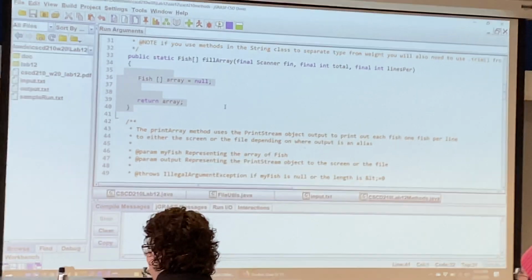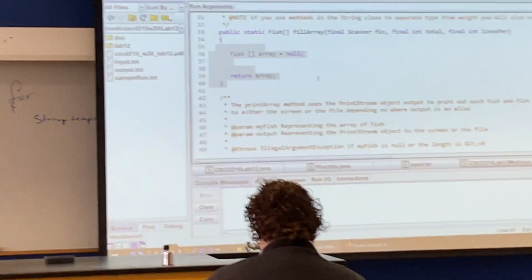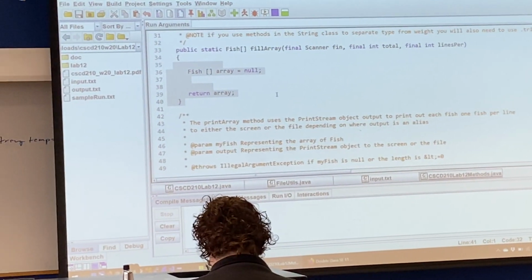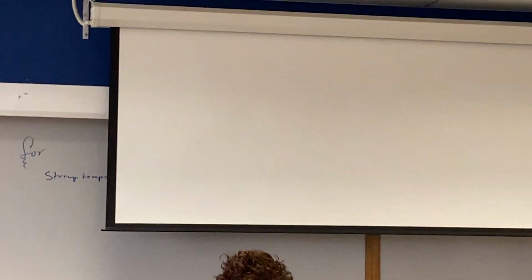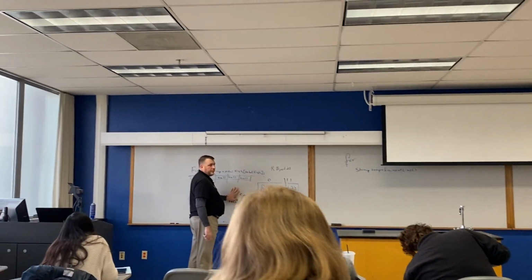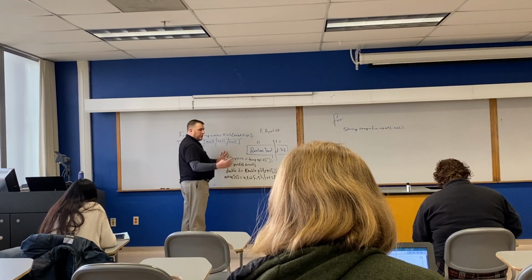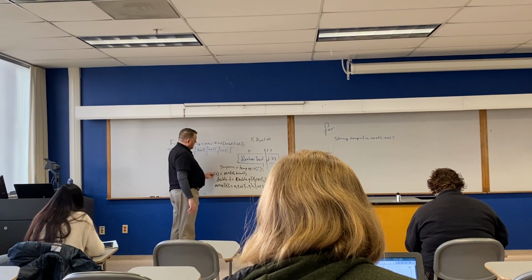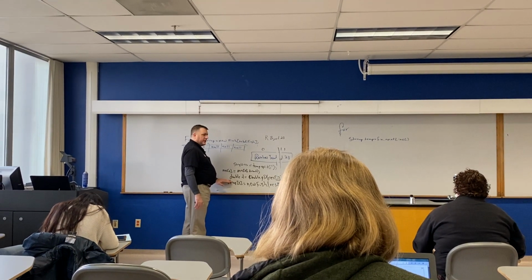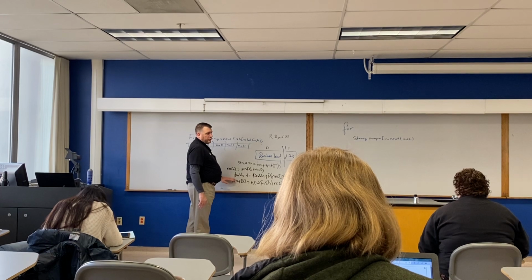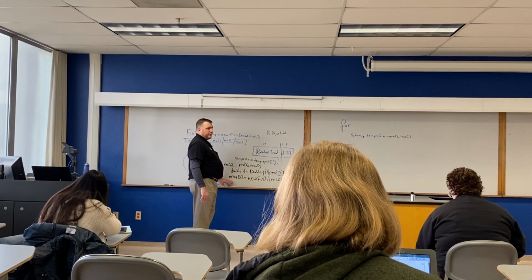So in the for loop, we read in a fish. We read in a line from the file. We take that line and we break it apart into two elements in an array, based on the comma. Index 0 is the type, and index 1 is the weight. We convert the weight from a string into a double. We build a new fish object and we shove it into the fish array.